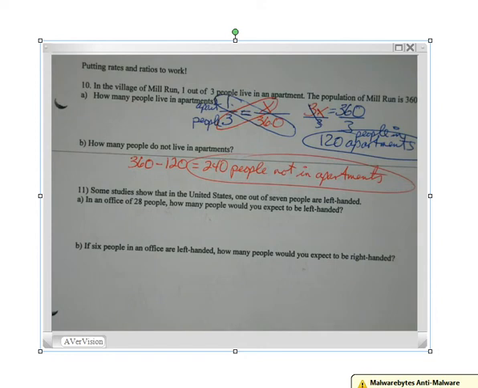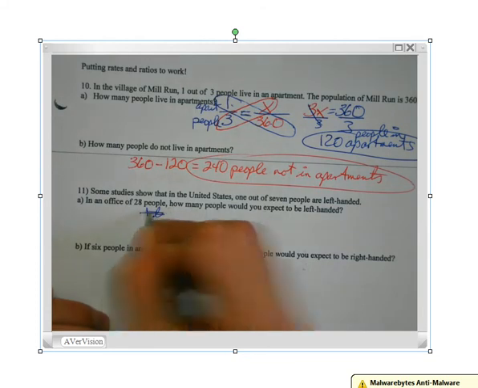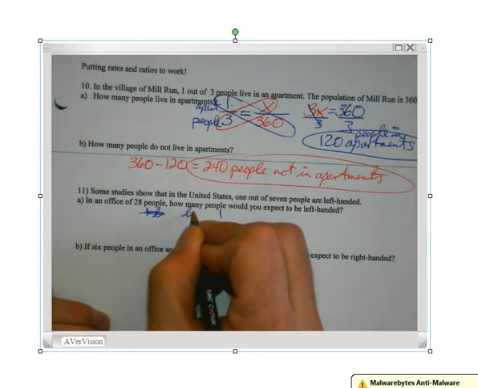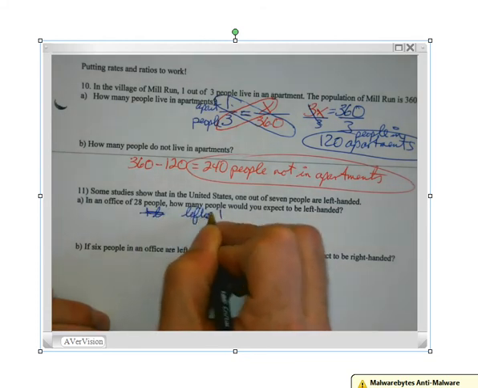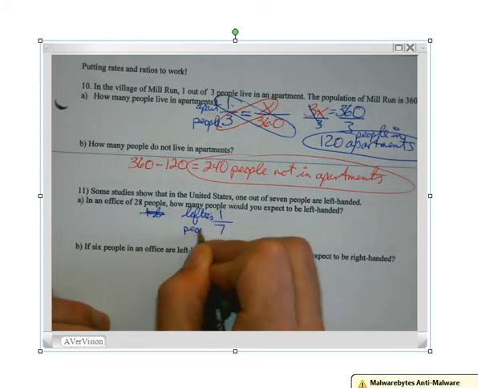Last one. Some studies show that in the United States, 1 out of every 7 people are left-handed. Do I have any lefties? All right, so our ratio is not bad in here. So far, 1 lefty out of 7 people.